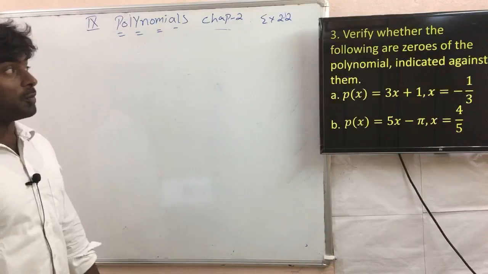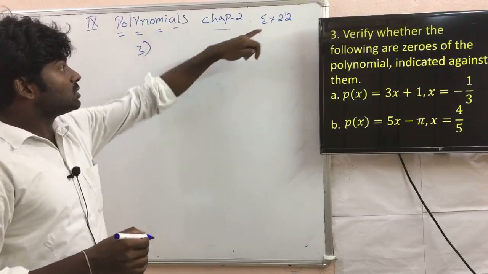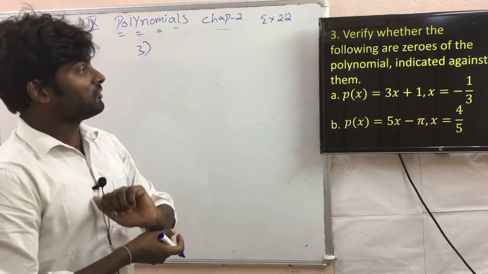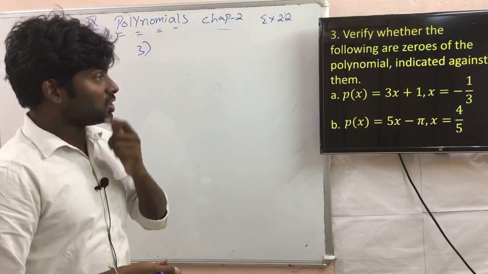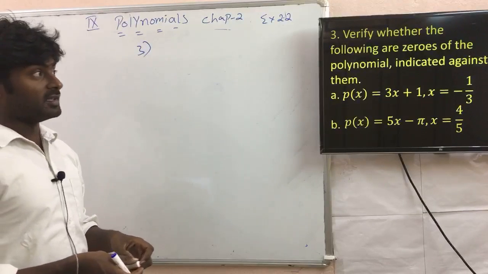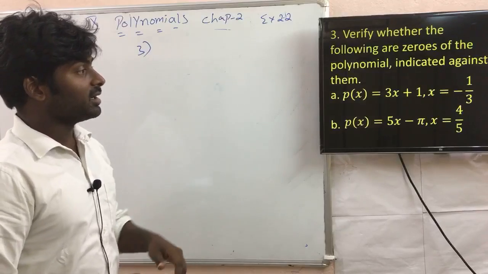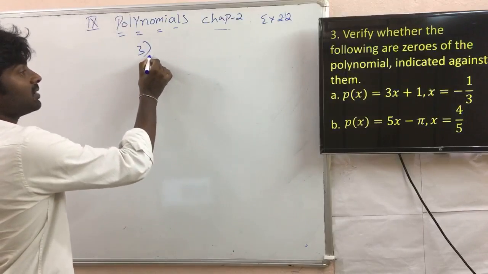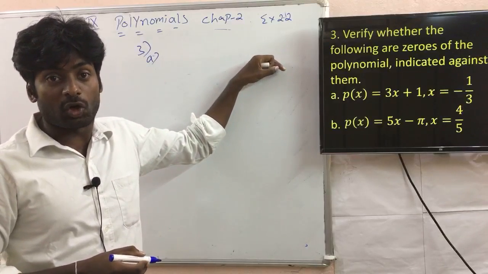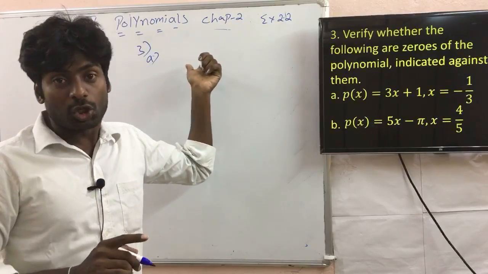So we are dealing here with polynomials, exercise 2.2. Third main, polynomials, exercise 2.2, second chapter, third main is asking now: verify whether the following are zeros of the polynomial indicated against them. That means he has given the polynomial as well as the zero of the polynomial. We have to check whether the given answer is the zero or not.